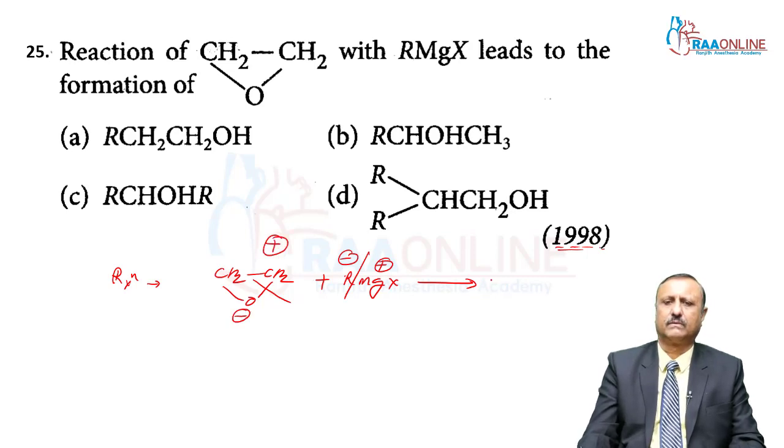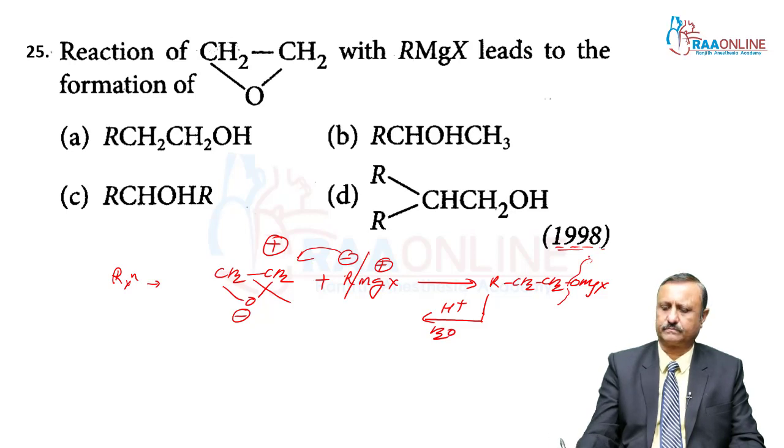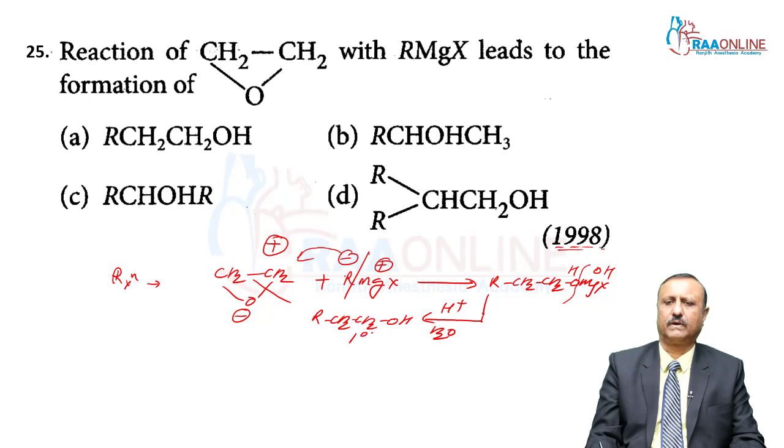First of all, you form the addition compound, where R is attached here, and then you get RCH2CH2OMgX. It is hydrolyzed by water, H2O, in the presence of H plus ions, and then this molecule is broken down in this way. Here you get H and OH, and you get RCH2CH2OH. This is our 1 degree alcohol. So the answer is A. A is the correct answer for question 25.